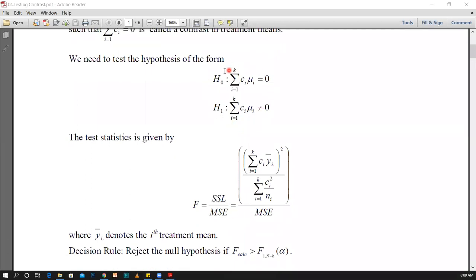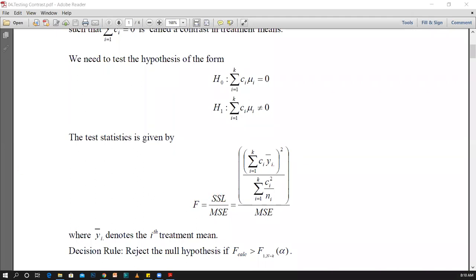Since this is our hypothesis, we use the calculated F value as the test statistic, and it is defined by the contrast sum of squares, denoted by SSL, divided by MSE. Actually, this is the mean square for contrast. Even though it is a mean square, we can replace it with the sum of squares of contrast. It is because in the latter part of this session, you will know that the degrees of freedom of a contrast is equal to 1.